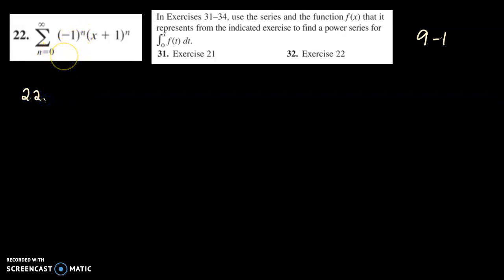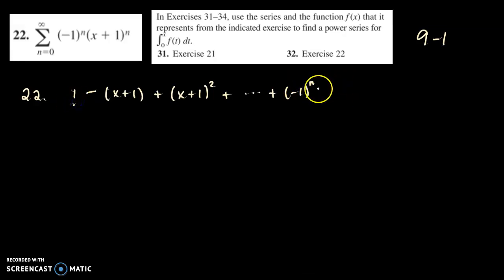If I plug in 0 to this series, I get positive 1. The next term would be negative, because negative 1 to the 1 power would be negative, and then it would be x plus 1. The next term would be positive, and it would be x plus 1 squared, and so on. So that's this geometric series. For our geometric series, a is 1, because our first term is 1, and r is negative 1 times x plus 1, because both of those things are getting multiplied for our series.